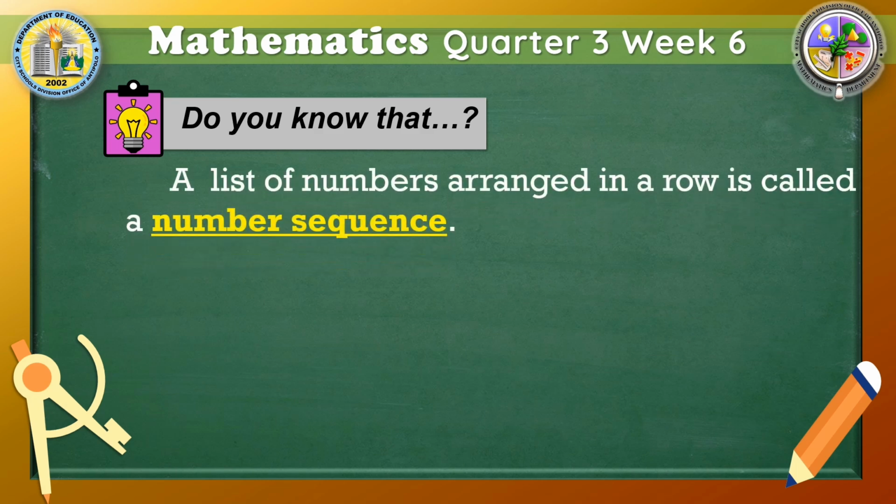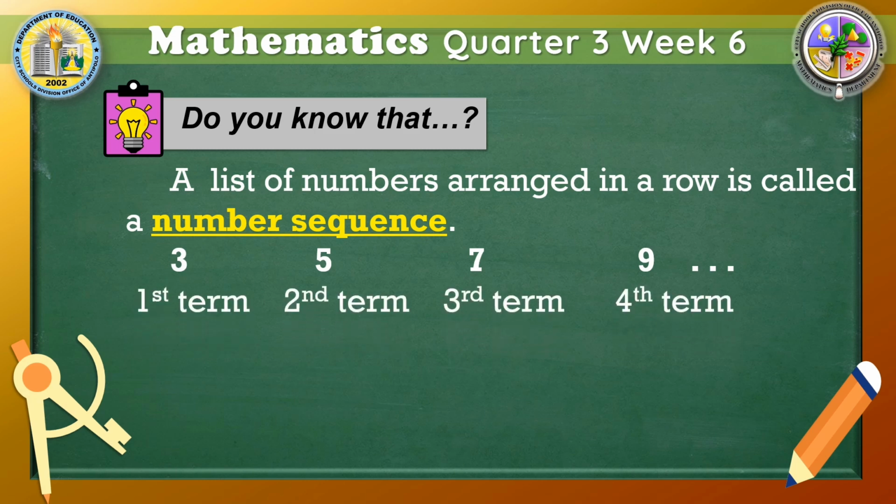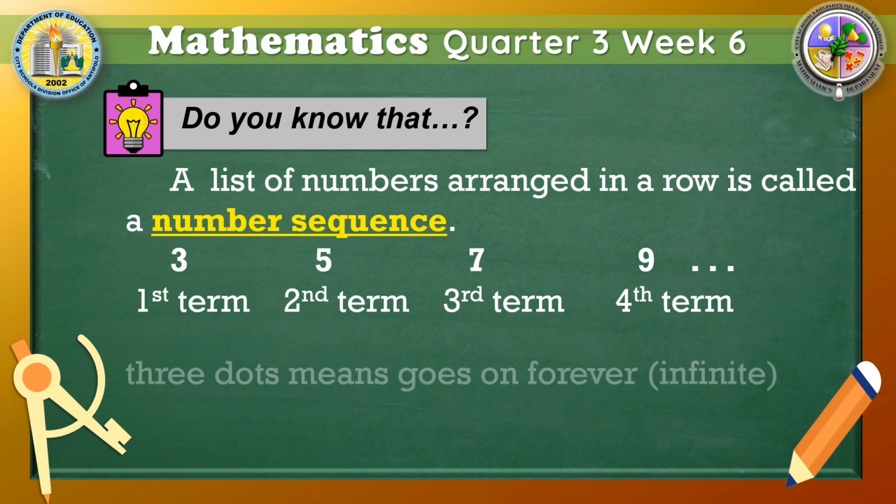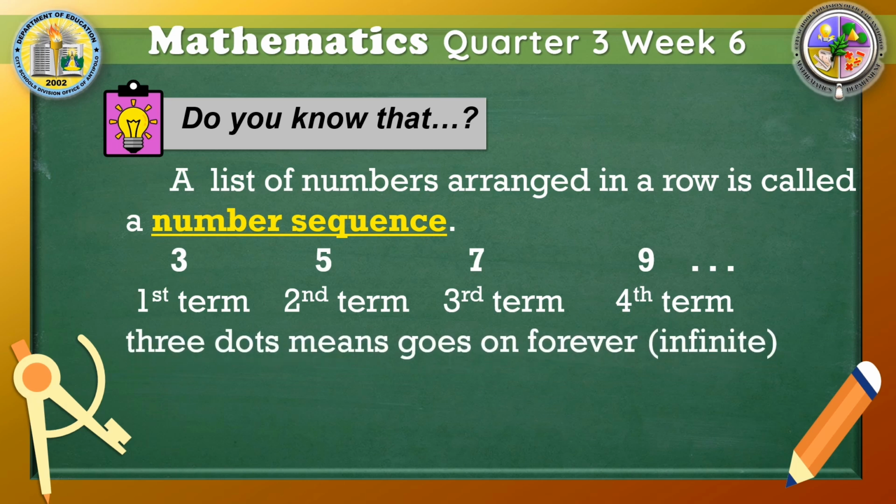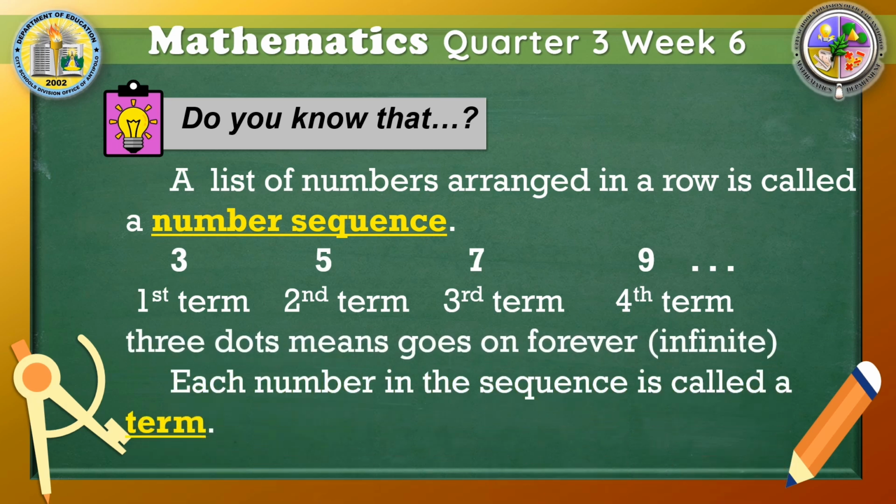A list of numbers arranged in a row is called a number sequence. 3, 5, 7, and 9. 3 is the first term, 5 the second term, 7 the third term, and 9 the fourth term. The 3 dots mean it goes on forever, or what we call infinite. Each number in the sequence is called a term.